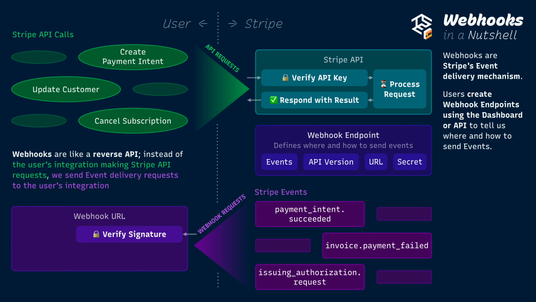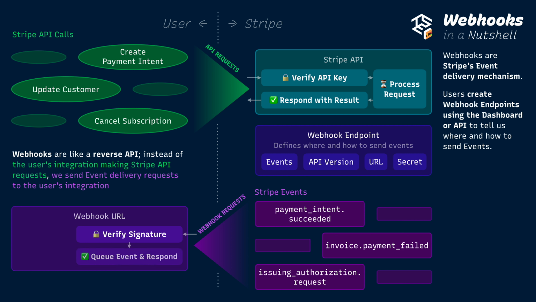When Stripe sends events to a webhook URL, we add a signature based on the webhook endpoint's secret. Only Stripe and the user know this secret, so when the event is received, the user's integration can attempt to compute the same signature using the shared secret. If the signature matches, the user knows the event is from Stripe. That may sound complicated, but our official server-side libraries include functionality that makes webhook signature verification easy.